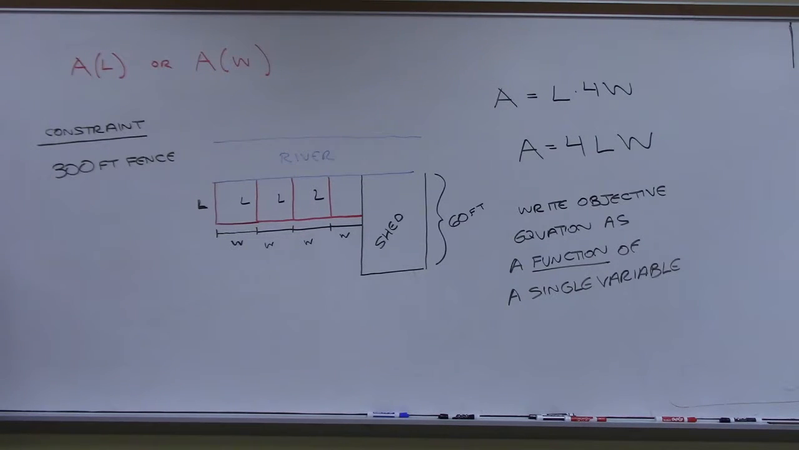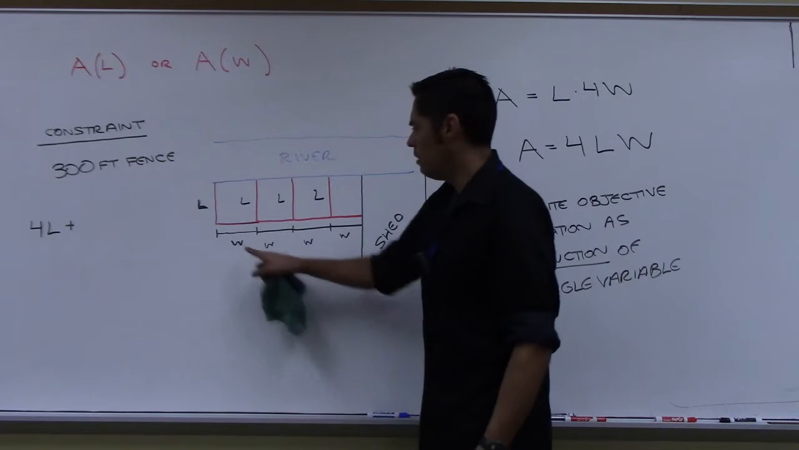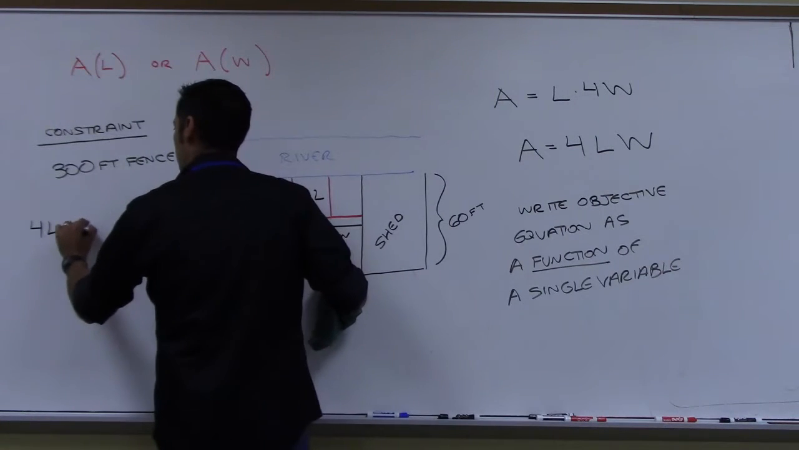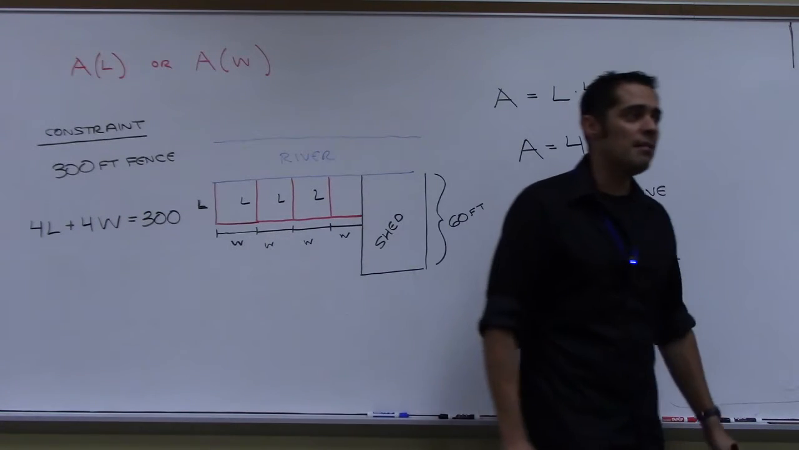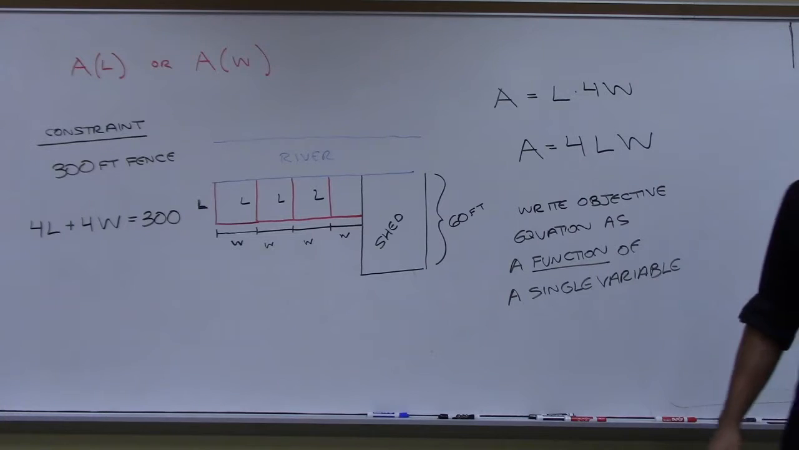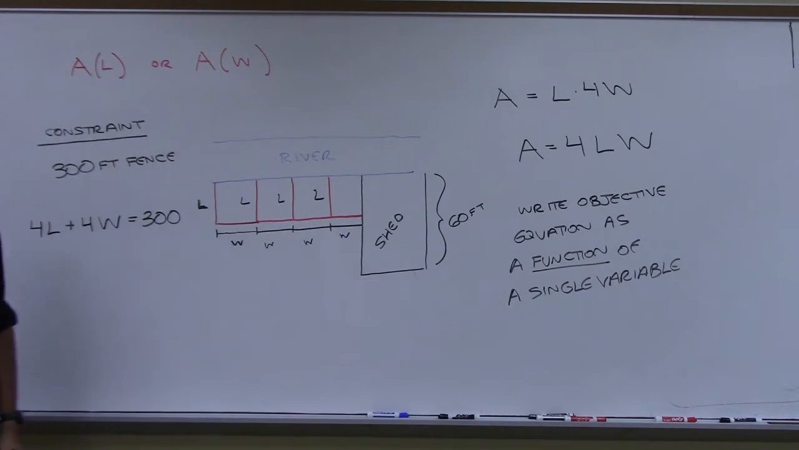How many L's will I have when I build this? 4L. I had 4 L's plus how many W's? 4 W's has to be equal to 300, right? It can't be equal to 350 because I don't have 350, do I? It can't be equal to 100 because then I've got 200 feet of fence I'm not even using, which means maybe I need to not be a farmer anymore, right? If I'm trying to use 300 feet of fence but I only use 100 of it, that wouldn't make sense. So I need to use all the fence, don't I?